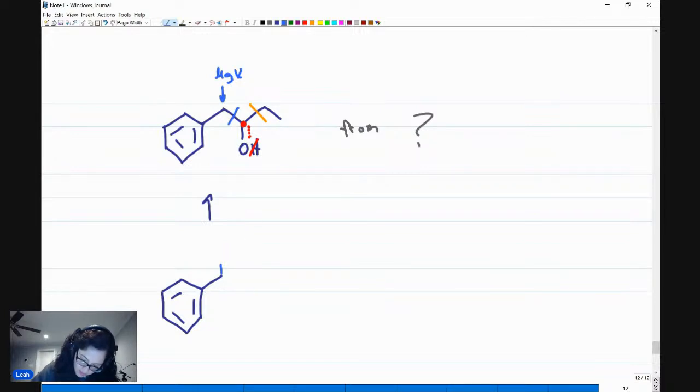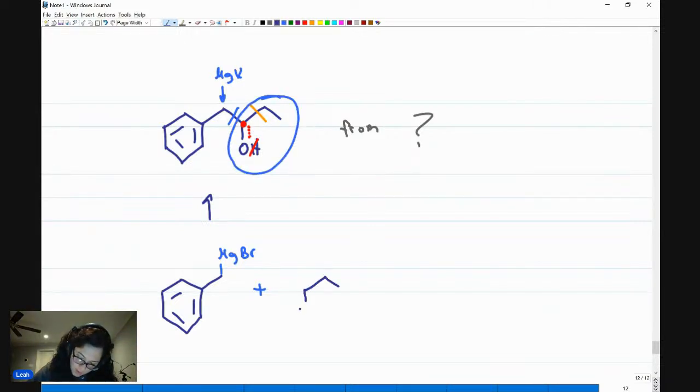Let's make that actually very clear. So MgBr plus the other fragment is a 3-carbon chain with an O and the H that I just added. So that is my, wait, what am I doing? Not an H, it's a carbonyl, right? That's where it came from. The Grignard attacked the carbonyl.